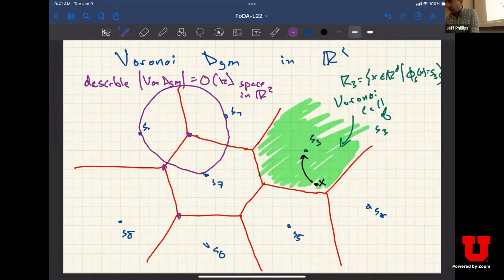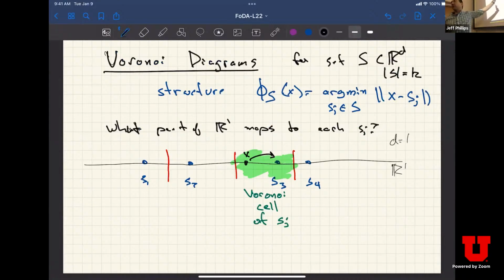I can solve phi of S of x in, if you've taken an algorithms and data structures class, O of log K time, right? So in O of log K time, using binary search in a clever way, I can find the closest point, just like I would in 1D. You should probably be able to see how to do this. I could solve the closest point in logarithmic time.